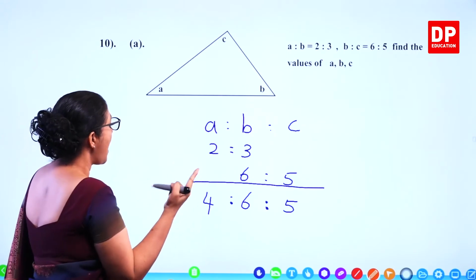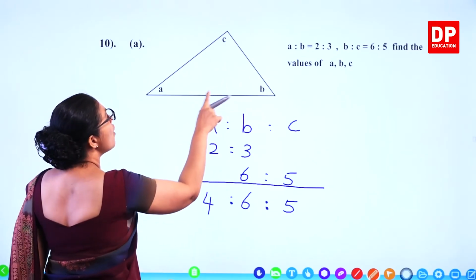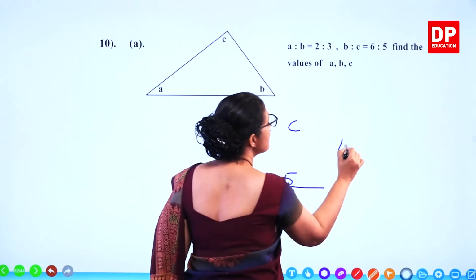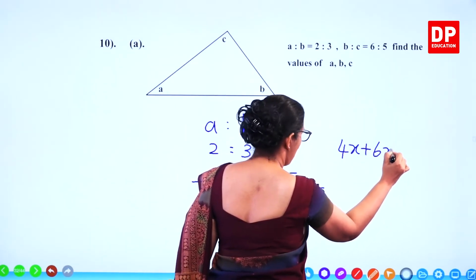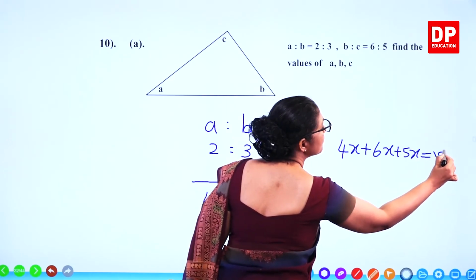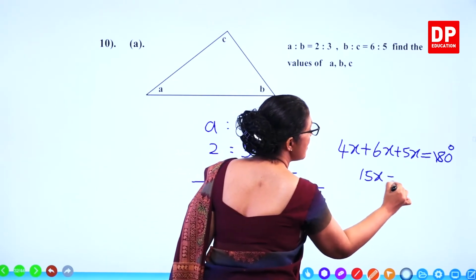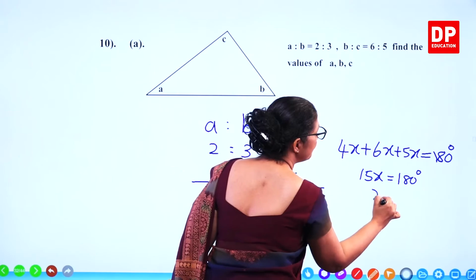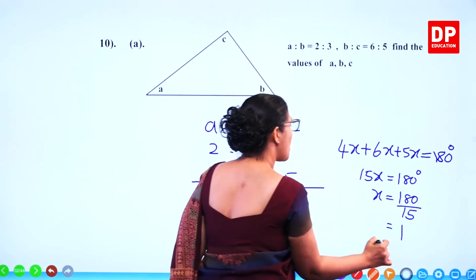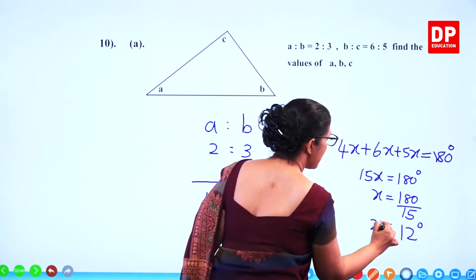So we'll take the angles as 4x, 6x and 5x. So the sum of all 3 angles add up to 180. So you can write 4x plus 6x plus 5x is 180. So 10, 15. So 15x equals 180. So what is x? Divide by 15. 15 times 1, 15. For 30, that's 2. So 12 degrees is x.